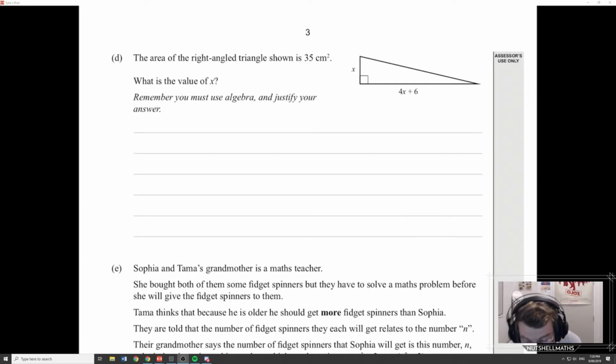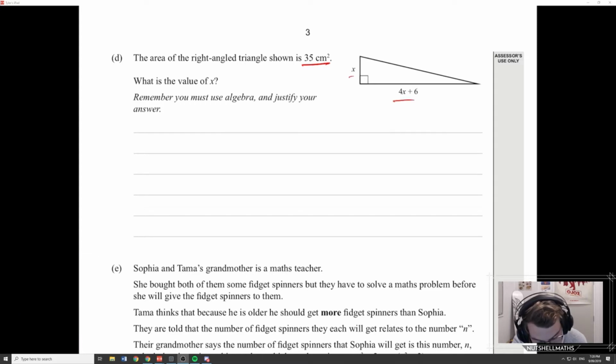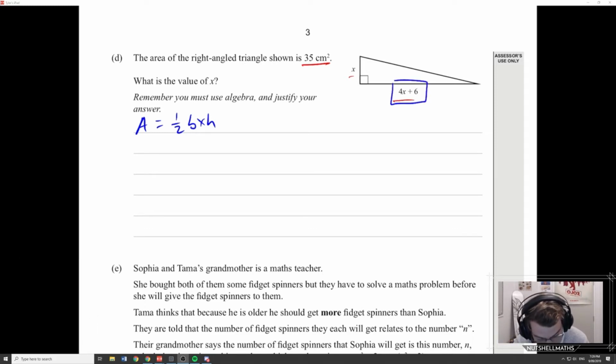So we've got this triangle here. The area of the right angle triangle shown is 35 centimeters squared. Good to know. And what is the value of x? We've got some information here and here. To find the area, we need to know the formula for the area of a triangle. It's half the area of a rectangle, or half base times height. So A is half base times height. In this example, we've got a base of 4x plus 6 and a height of x.